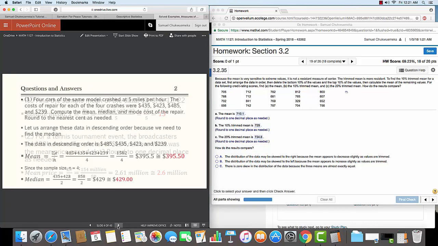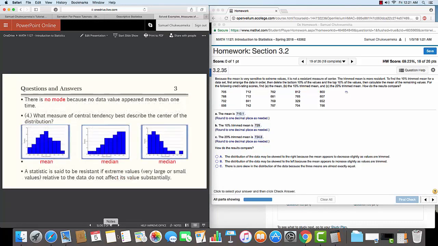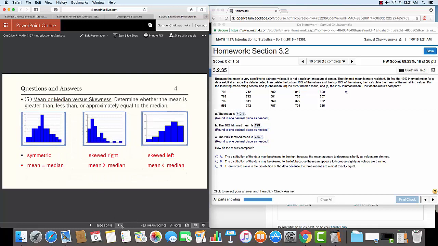I want to show you something. You go to this here. Look at this slide here. This is skewed right. Okay, this is skewed right. And this is skewed left. You see that? This is skewed right, the pointed is to the right. This is skewed left because the pointed is to the left.